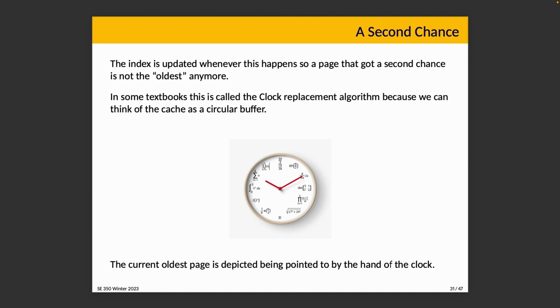The index is updated whenever this happens, so a page that got the second chance is not, in quotation marks, the oldest anymore. In some textbooks this is called the clock replacement algorithm, because we can think of the cache as a circular buffer. The current oldest page is depicted as being pointed to by the hand of the clock. As we iterate around, we're checking: can we kick out this one? No. Can we kick out the next one? No. And so on and so on.